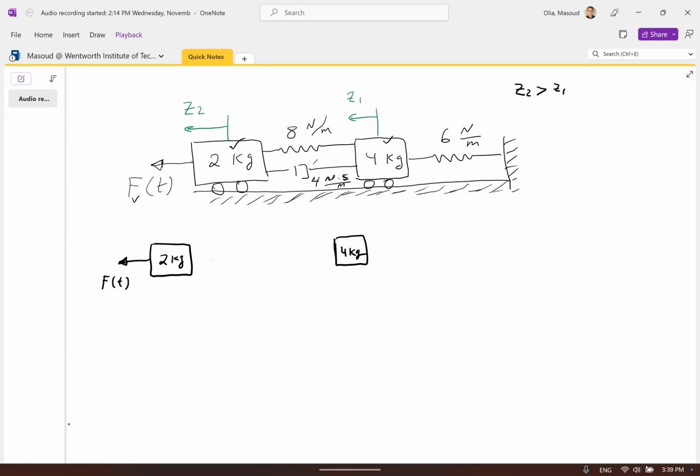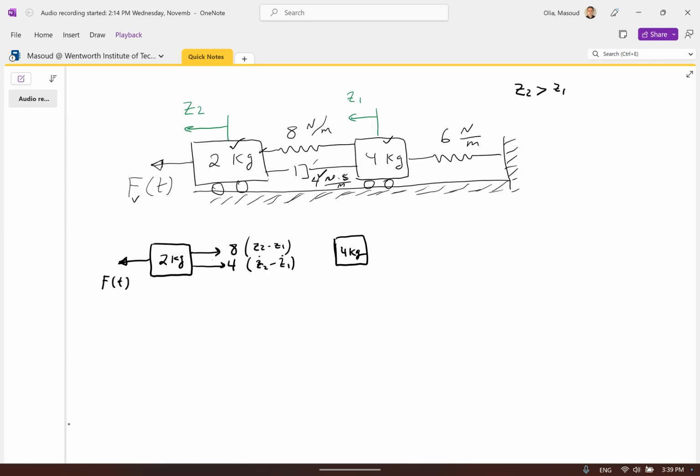All right, so now look, guys, if you want to find the force that the spring exerts on this 2 kilogram mass right here, that would be the stiffness 8 newtons per meter times the difference of Z2 and Z1, the relative displacement. Similarly, the force of the damper is the damping constant, 4 newton seconds per meter, times the relative velocity, Z dot 2 minus Z dot 1.